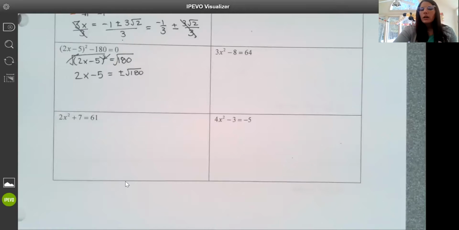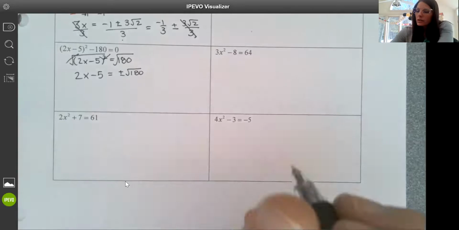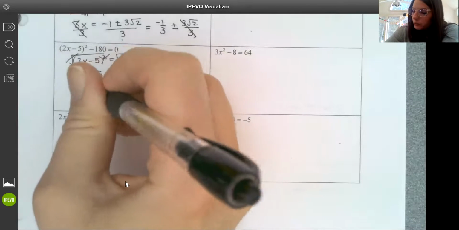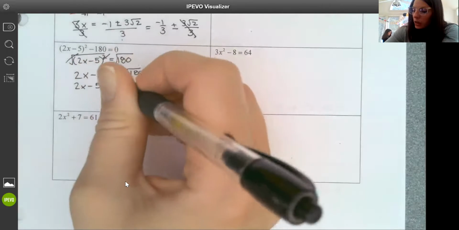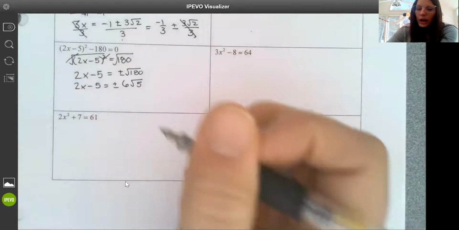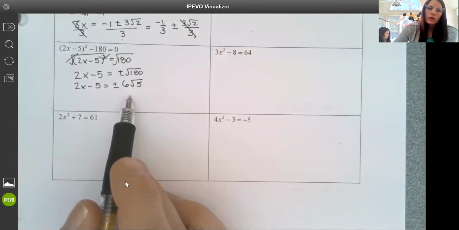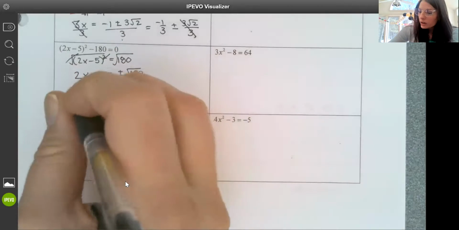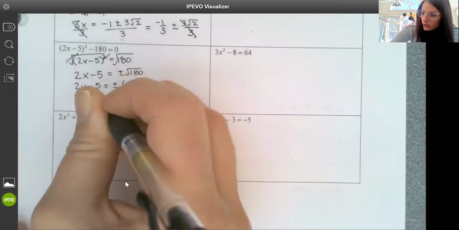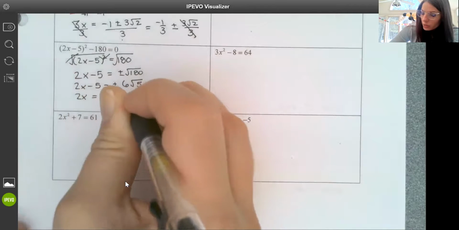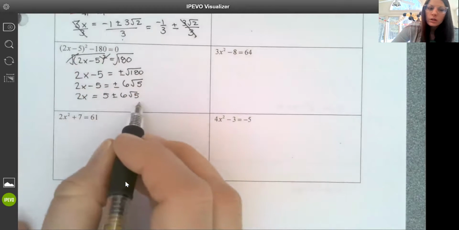The square root of 180 can be divided by 36. It's 36 times 5, giving me plus or minus 6 square roots of 5. Okay. Now, isolating this variable, add 5 over, which cannot be combined with that radical.